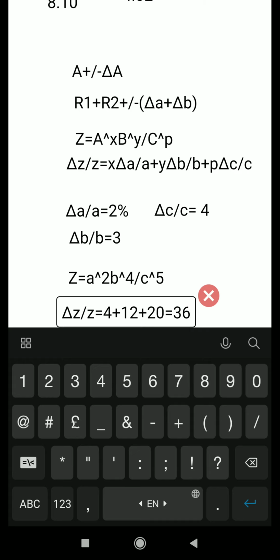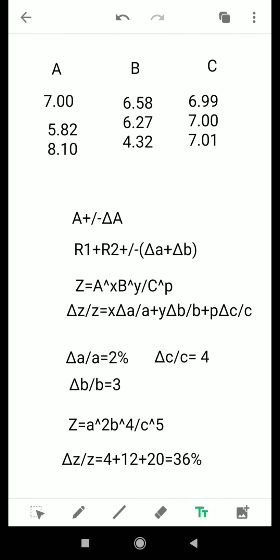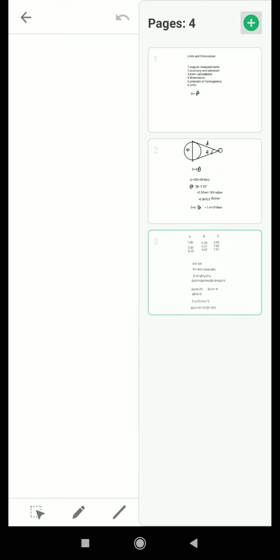So the percentage error in del Z by Z, the relative error of Z, is 36%. Clear? Then we should go to the next page. Now I will tell you one special question about this error calculation.